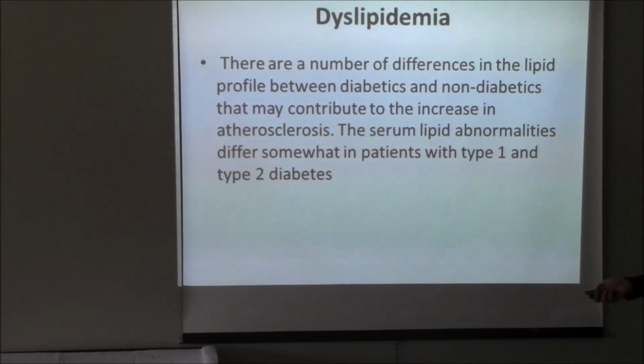All right. Dyslipidemia: there are a number of differences in the lipid profile between diabetics and non-diabetics that may contribute to the increase in atherosclerosis. The serum lipid abnormalities differ somewhat in patients with type 1 and type 2 diabetes.